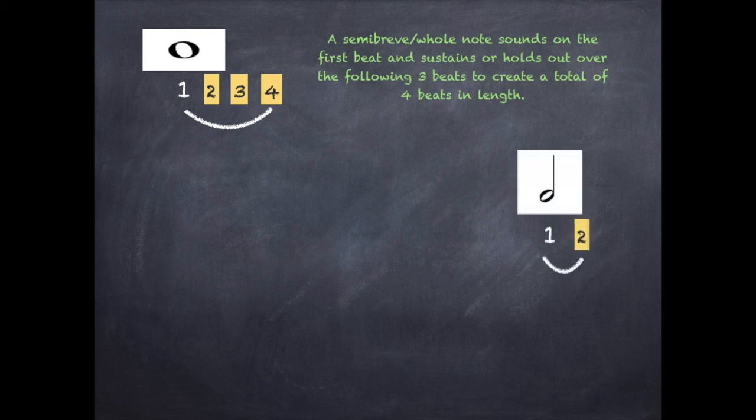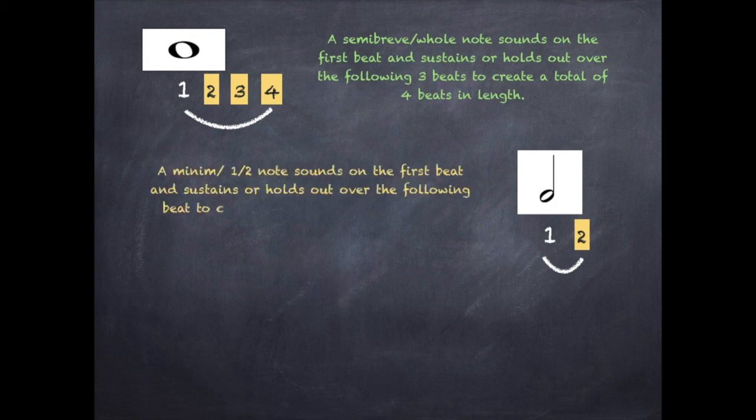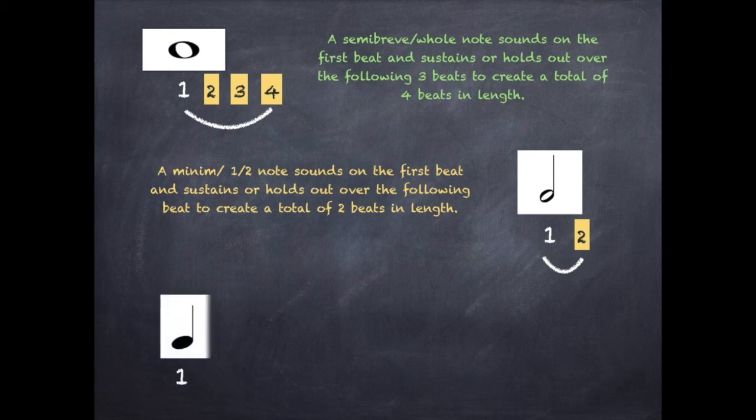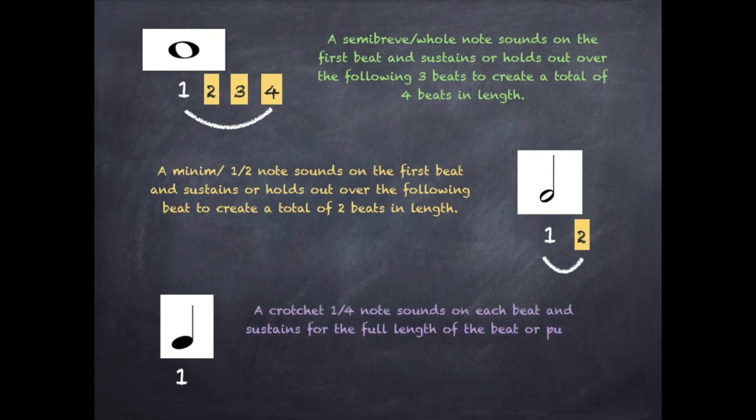A minim or a half note sounds on the first beat and sustains or holds over the following beat to create a total of 2 beats in length. A crotchet or quarter note sounds on each beat and sustains for the full length of the beat or pulse to create a total of 1 beat in length.